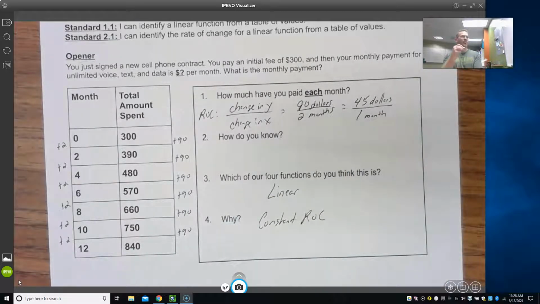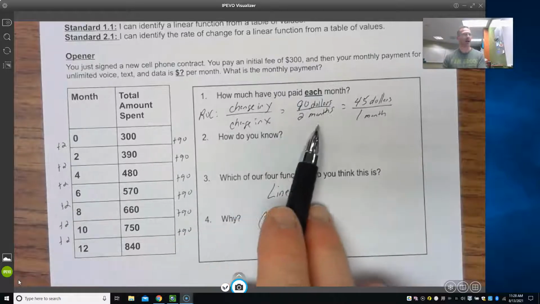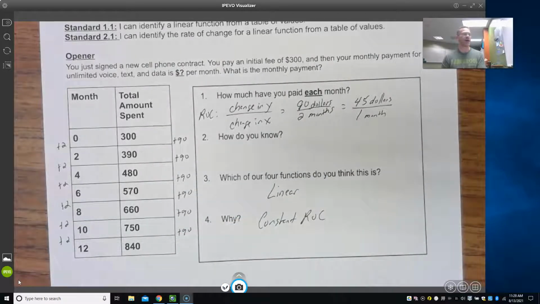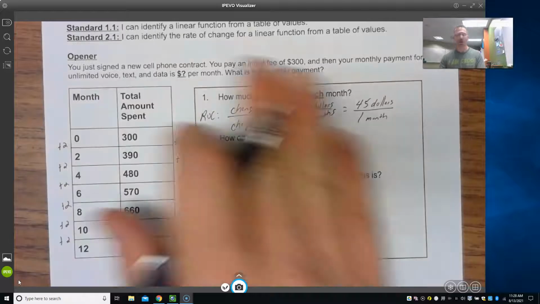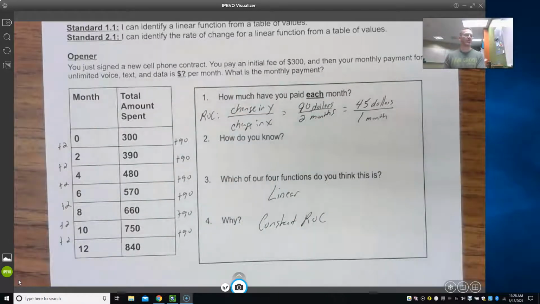All right, so my rate of change was 90 to 2, and it was constant. But my unit rate, if I want to know what I paid for each month, it's $45 per 1 month. And so how do I know? After I look at my rate of change, I have to reduce it to get to that 1 month. Once again, any questions, anything in the opener that you didn't understand, star it, highlight it, and those are the questions you should be bringing into class.